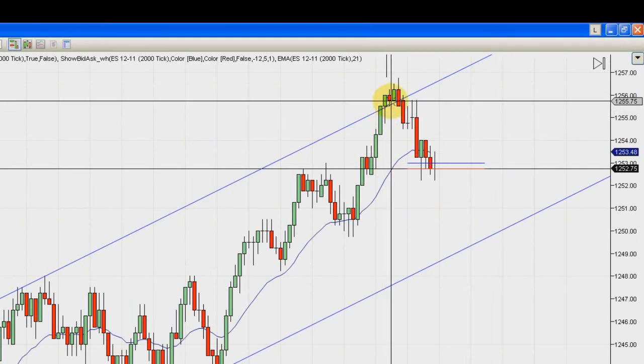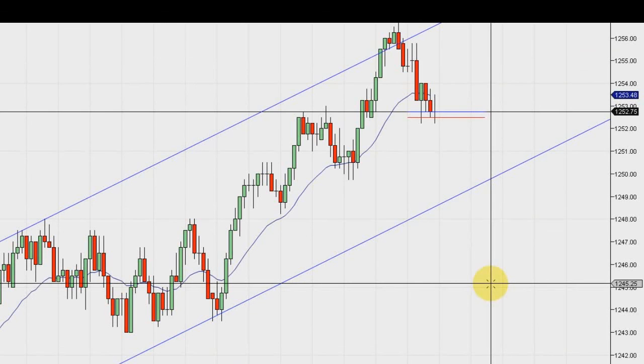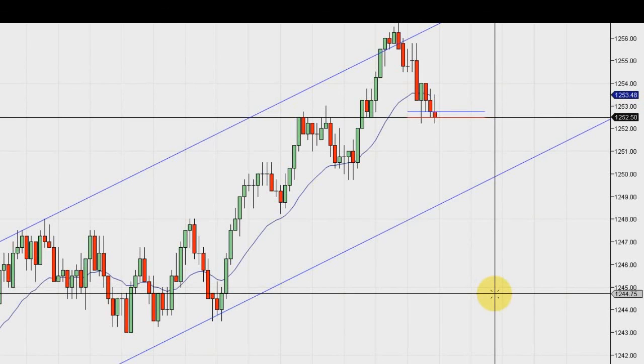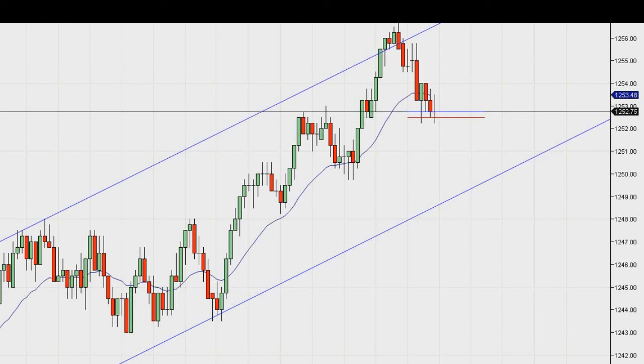secret I use. But anyway, again, we took this short because of that break above the trend channel line I just showed you there, and then it was a nice 3-point trade, and so that's how I do that.